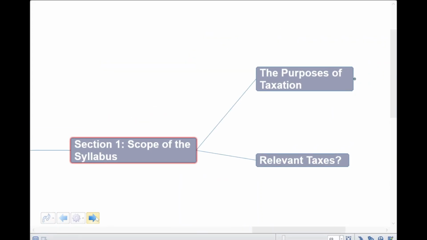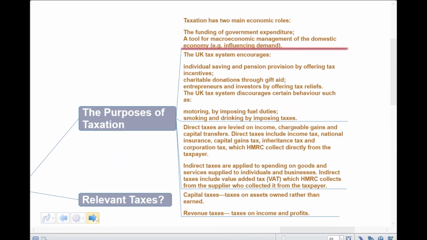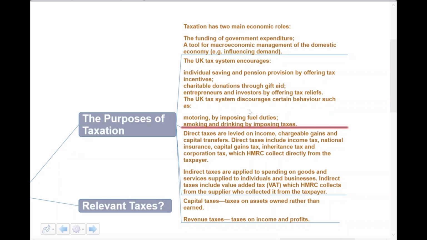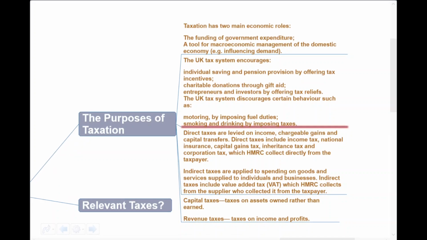So the first area is really the scope, the scope of the syllabus. Let's talk firstly about tax itself, or the purpose of taxation. Now I know there's a lot of information here for you. In terms of using taxation, clearly taxation funds government expenditure. Outside of that, it's a tool in itself. In other words, governments can influence demand by perhaps increasing or reducing tax.